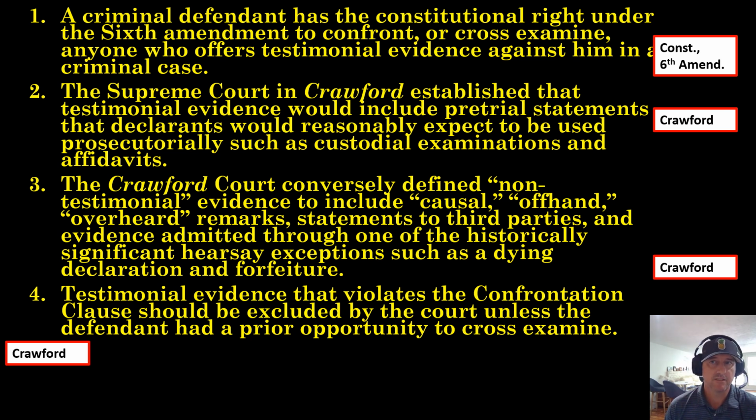The broadest application of the Sixth Amendment and the Constitution, that statement, what the Supreme Court said and how it defined testimonial evidence, is essentially the test. Again, custodial examinations and affidavits are those things that we can reasonably expect to be used prosecutorially. That's going to be in the good pile. That's going to be things that are testimonial, things that require cross-examination. But then the Crawford Court went on to say, overheard testimony, casual offhand remarks, those things are not testimonial.